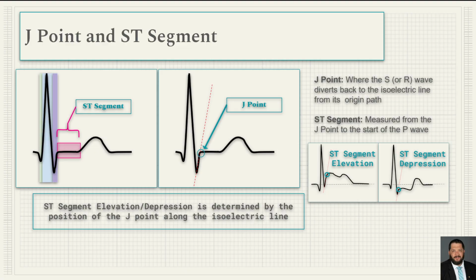That point in which the S wave returns to the isoelectric line is known as the J point. And identifying that J point is what we will use to identify ST segment elevation or ST segment depression. And that consists of where the J point lands either above or below that isoelectric line. We won't mess with ST segment elevation in this series, but when we look at 12 leads, we certainly will be paying attention to that ST segment.